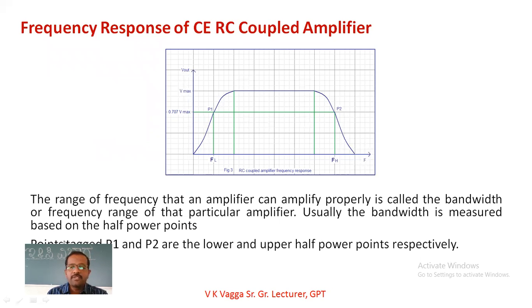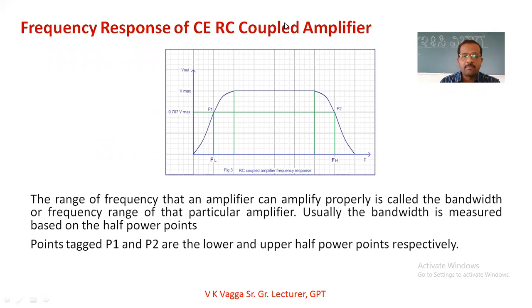If you take the frequency response of the RC coupled amplifier, the frequency response is plotted as a graph of frequency versus the gain or the output voltage. The frequency is indicated along the x-axis, and the voltage or the gain is plotted along the y-axis.